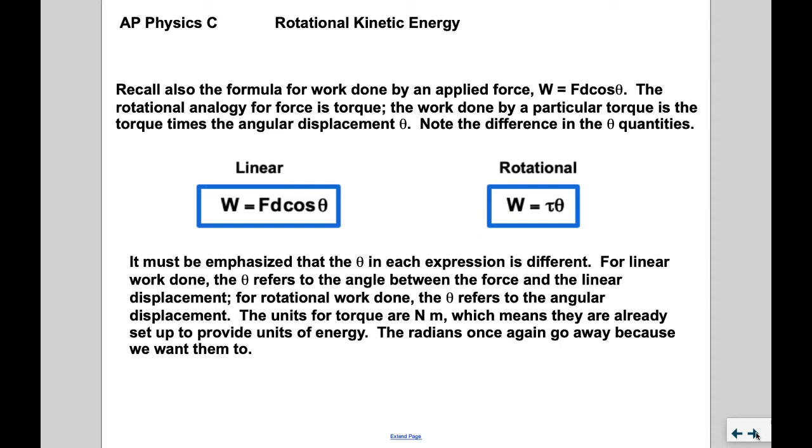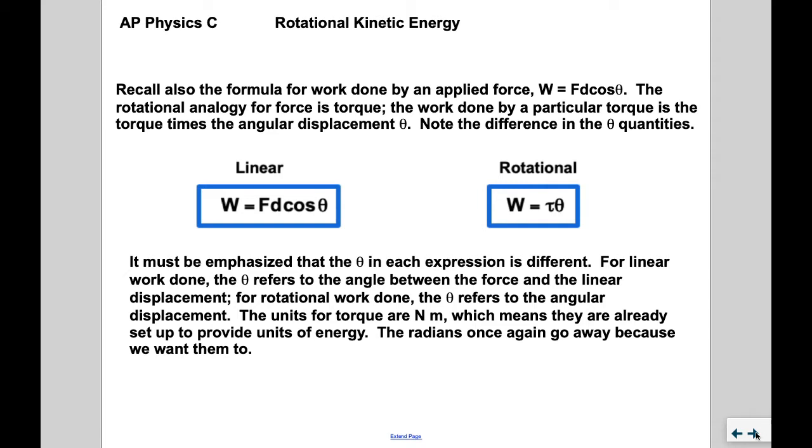So we have a standard formula that we used for a constant force doing work and adding or taking energy away from a system in a linear sense. When we consider the rotational analogy, the analogy is not as neat as some of the others are. On the left, the work done by an applied force is Fd cosine theta, and on the right, the work done by a torque is torque times theta.